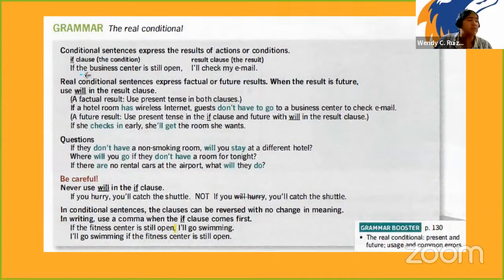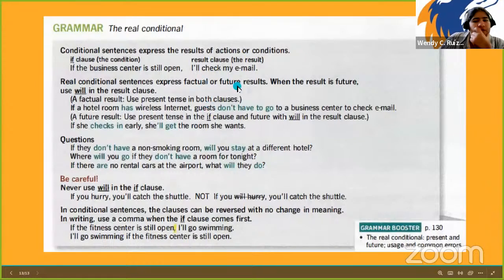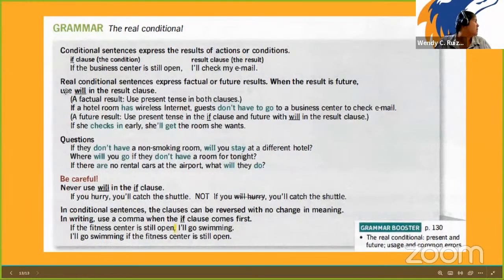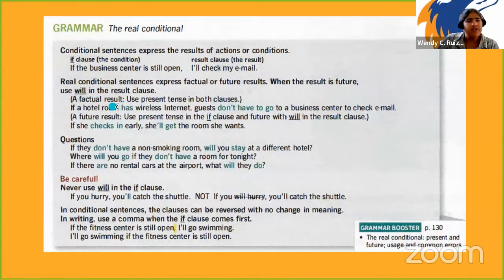And we have a sentence here as an example. If the business center is still open, I'll check my email. So it means that if the business center is not open, I can't check my email. So I need something to happen as a condition, and then we are going to have a result. Then we have real conditional sentences express factual or future results. When the result is future, use will in the result clause. Like a factual result, use present tense in both clauses.